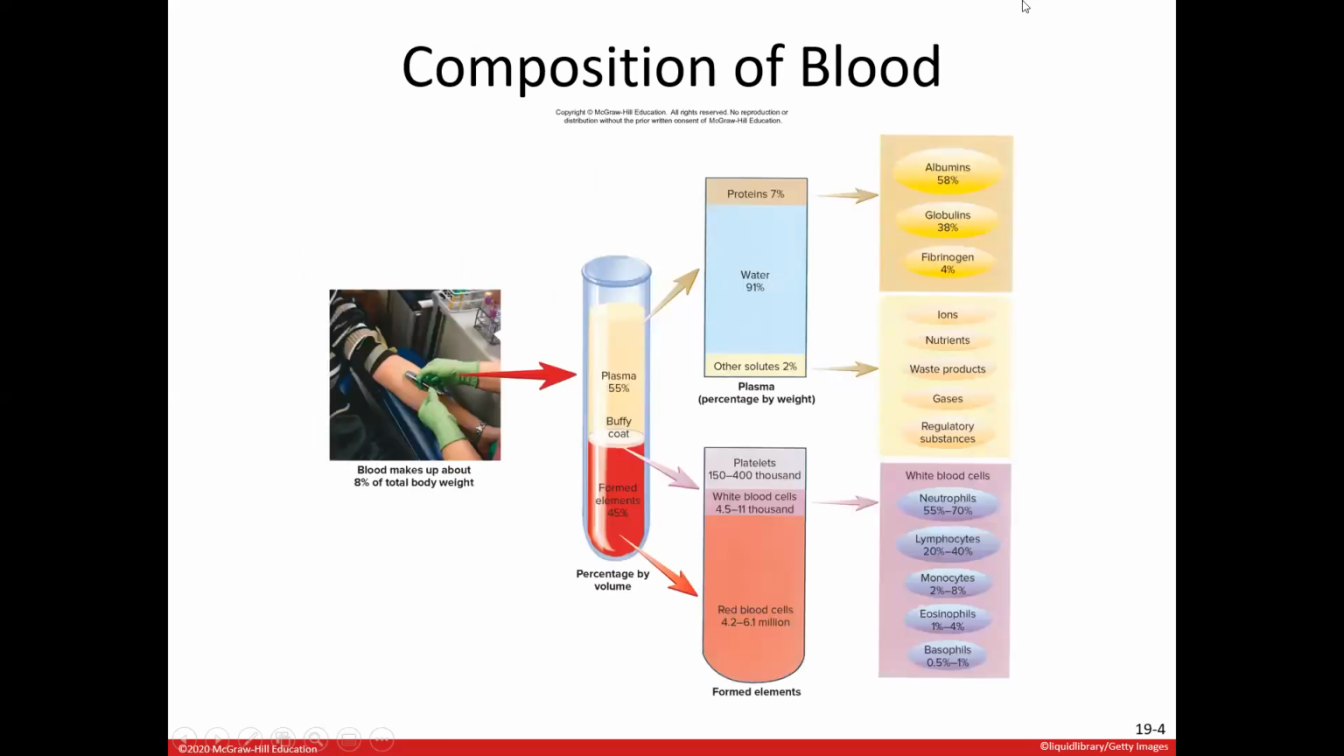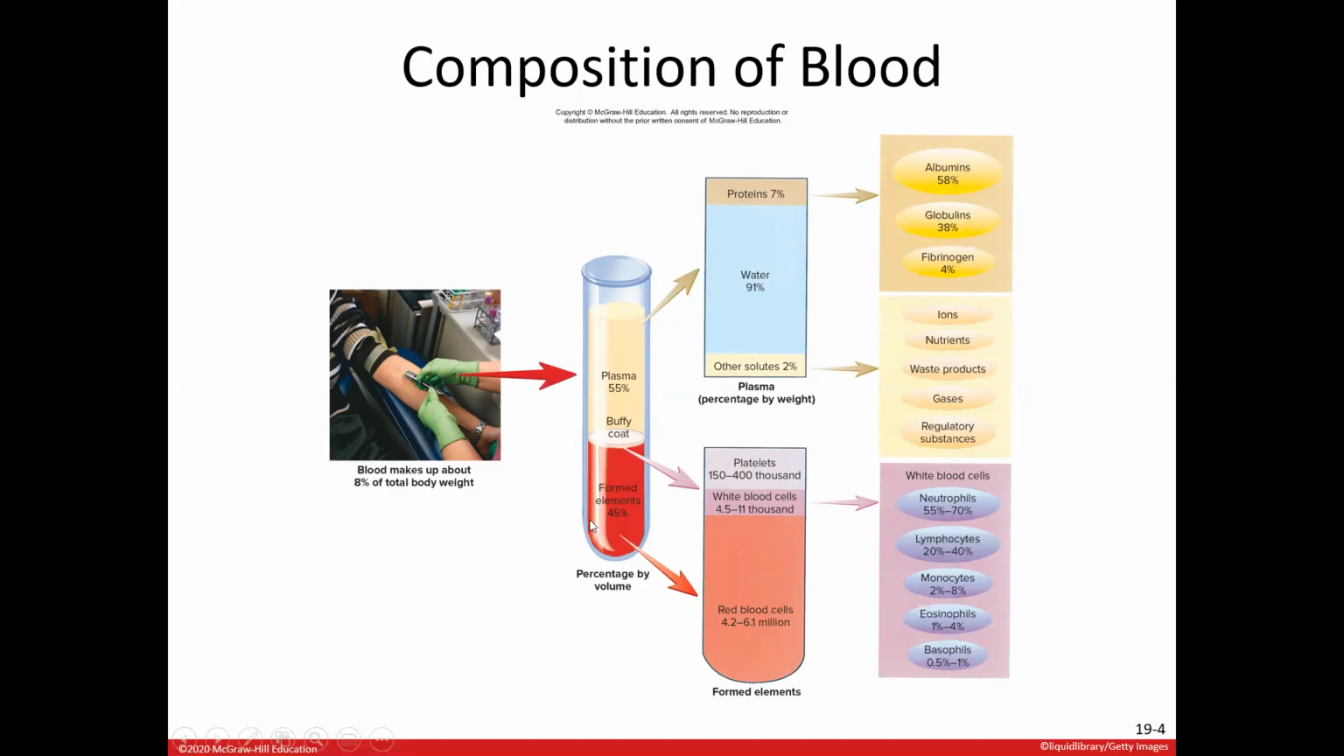And we can further break down the plasma matrix and the formed elements into additional subcategories. So for your plasma, it breaks down into a couple different categories. It breaks down into proteins, mostly water, and then a little bit of other solutes. So your proteins are your albumins, globulins, and fibrinogen. Then you have a lot of your other solutes like ions, nutrients, gases, etc.